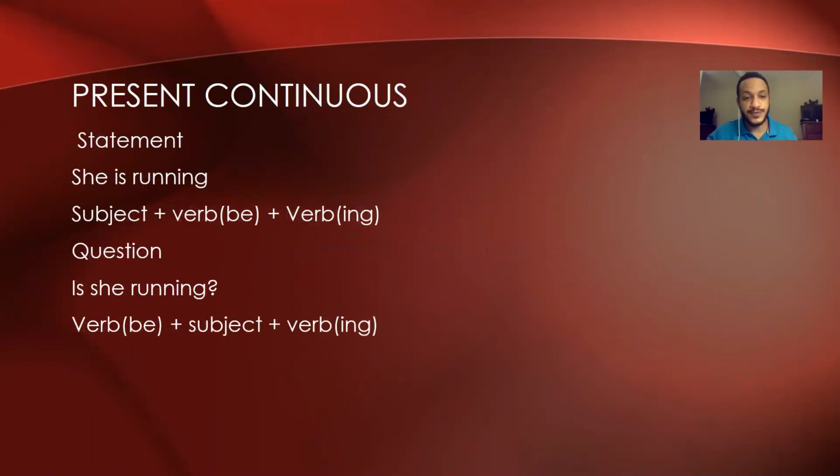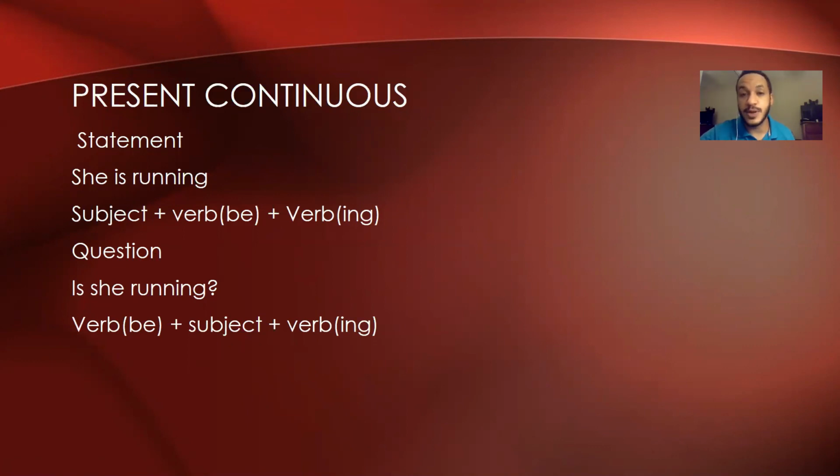So another thing that is very important. Once you learn how to create a sentence in the present continuous, you need to remember that to create an affirmative statement is subject plus the verb be plus the verb in ing, right? Now the question, you change it. In the question, you use the verb be first, is, plus the subject, plus the verb with the ing.